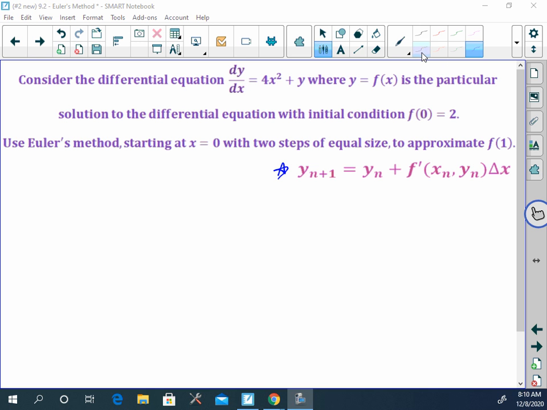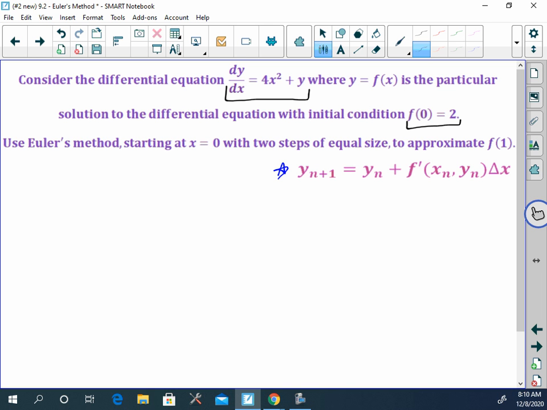Okay. So here we're considering this differential equation. They're giving us this, which is going to give us what that slope is, right? Okay. So we have this differential equation, and it's a particular solution. This is our initial condition. Sometimes when you see that, do you guys remember that's like a separation of variables? Did that pop into anybody's head?